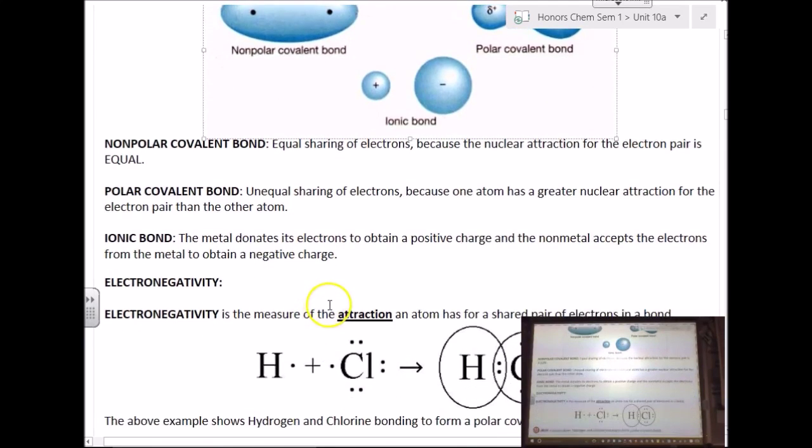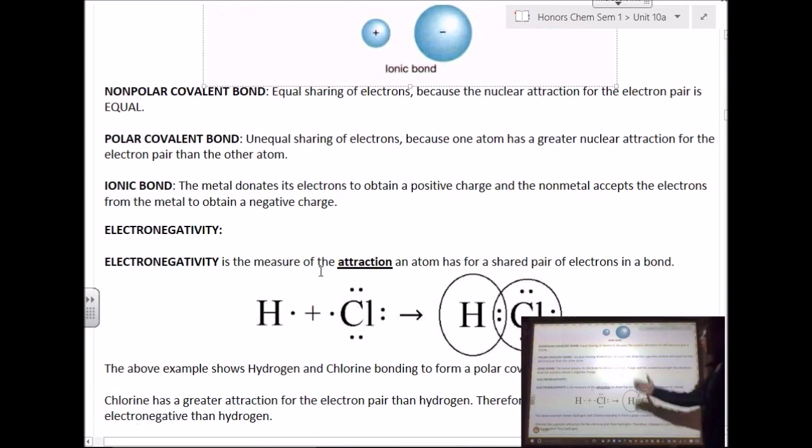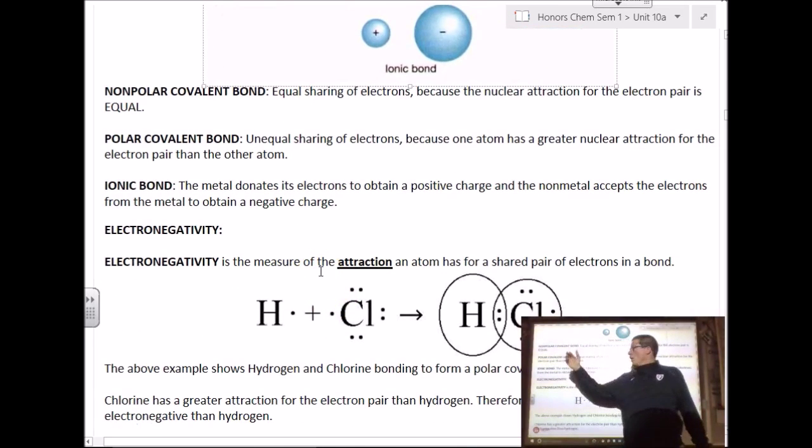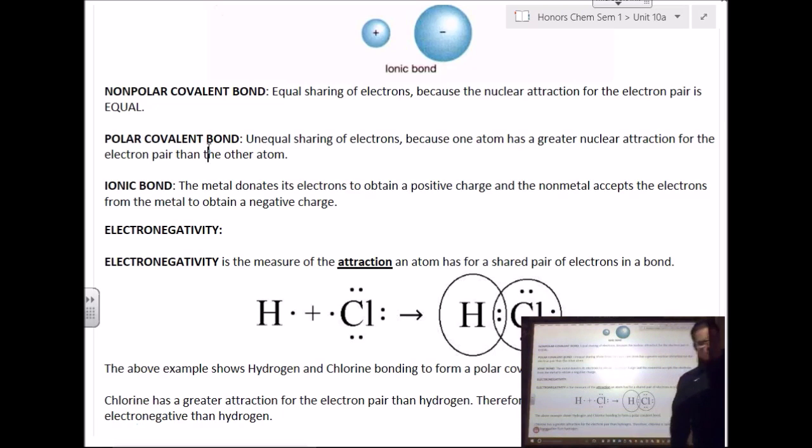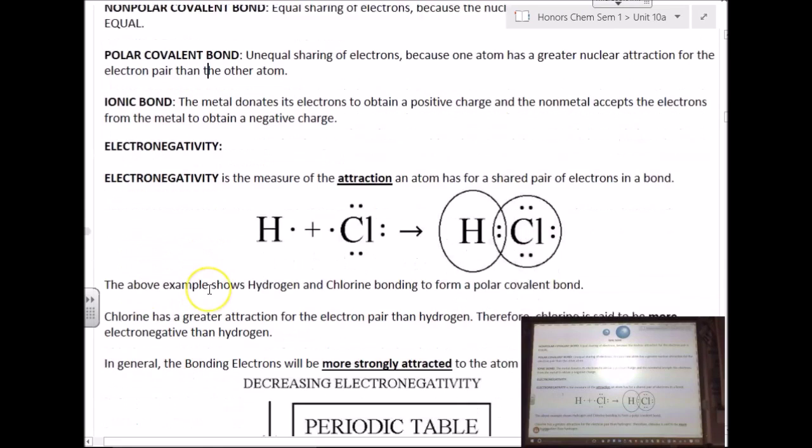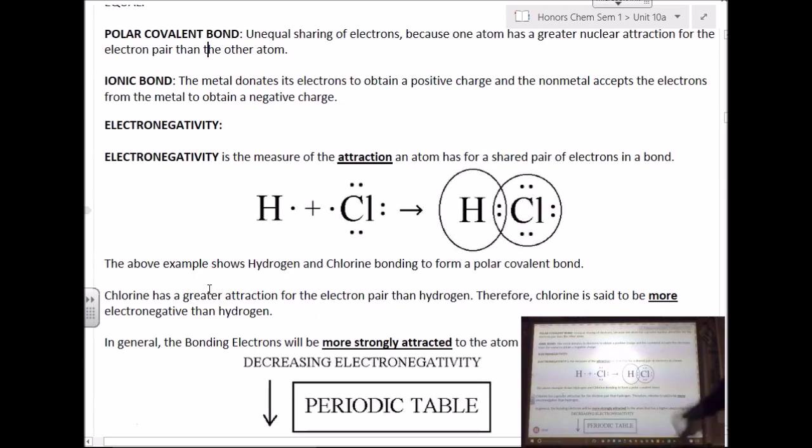So below here is just a summary. The non-polar covalent bond means that we have equal sharing. Polar covalent bond means that we have unequal sharing. Ionic bond, no sharing. It's a total donation. And we already talked about electronegativity. But the definition here, it's the measure of the attraction or the affinity. You'll hear me use the word affinity a lot. Fluorine has the highest affinity of all the atoms for other atoms' electrons. And it doesn't care where it gets electrons from. It just wants them.